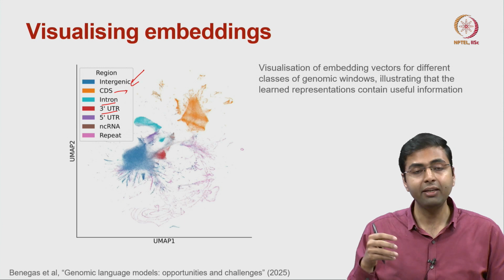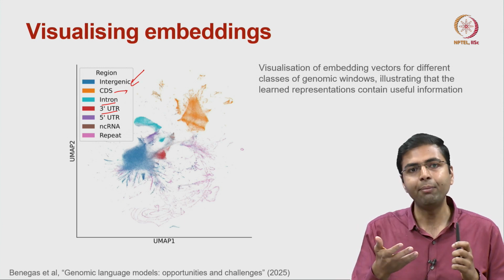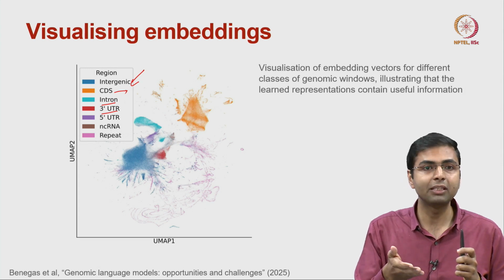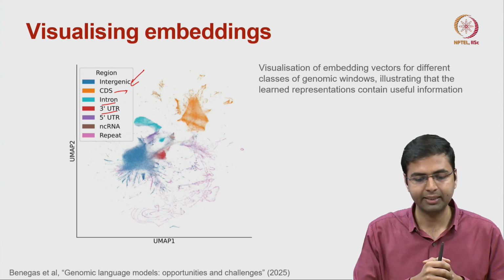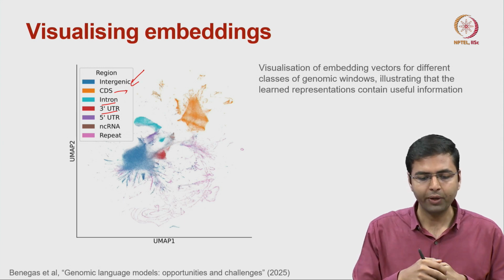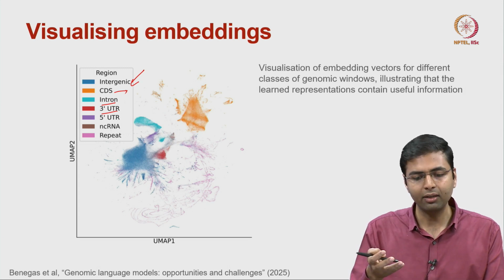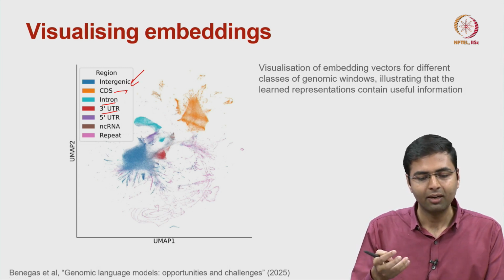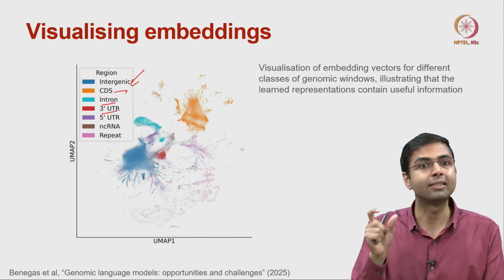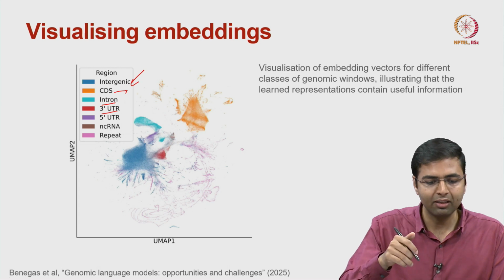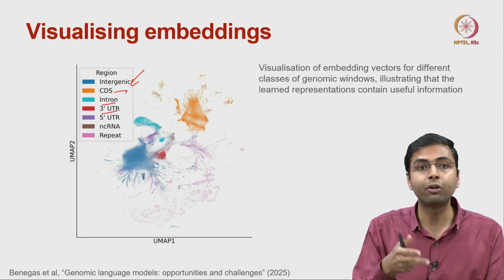What we see is that if we visualize these embeddings, so embeddings are high dimensional vectors, but for visualization purposes we can reduce the dimension using UMAP and plot them on a 2D scale. So here we see an interesting pattern that the embeddings learned by the model in an unsupervised manner form different clusters depending on where the genomic window is. So for example, intergenic regions form a different cluster compared to CDS, compared to intron, and so on.